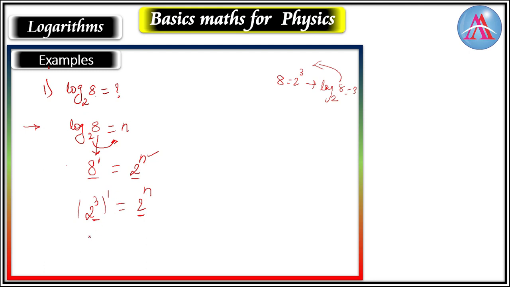The bases are same. When the bases are same, we can compare the powers. Here we can apply the index law. What was the index law? A to the power m to the power n is equal to a to the power m into n. Multiply these two numbers, it will be 3. Here 2 to the power n. So now can you compare these two numbers? The bases are same. Therefore, we can conclude that 3 is equal to n.